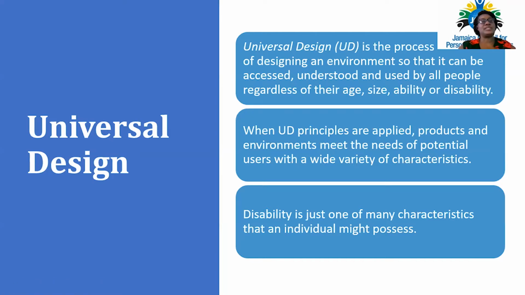Now, it is important in terms of reasonable arrangement to help us to understand a concept that the convention highlights, and it is carried through in the Disabilities Act, and it speaks about universal design, which is important if we're thinking of how we design our spaces, how we provide services, and how we also provide products. So universal design is the process of designing an environment so that it can be accessed, understood, and used by all people, regardless of their age, their size, their ability, or their disability. When universal design principles are applied, products and environments meet the need of potential users with a wide variety of characteristics. And disability is just one of those many characteristics that an individual might possess.